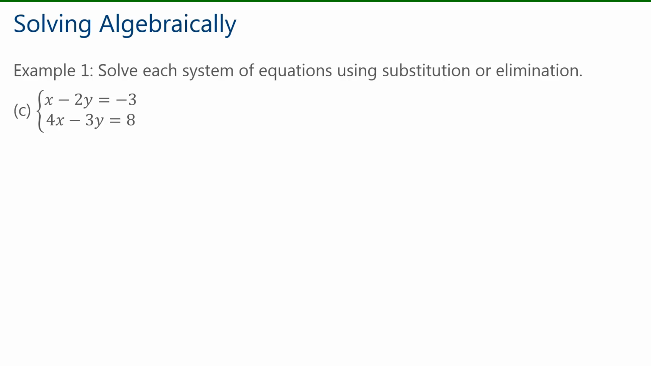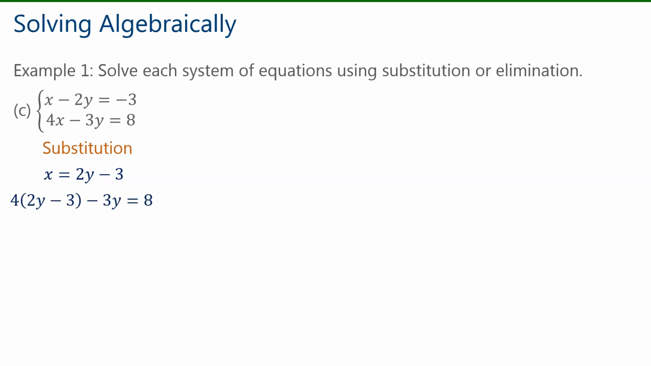Now when you look at this system, nothing may jump out at you right away as to which method to use. So this might be a case where it's personal preference. You can do substitution or elimination. So I'm going to start with substitution. I see that the first equation, solving for x, can be done fairly easily if I just bring the -2y over to the other side. So now I can put that in the second equation.